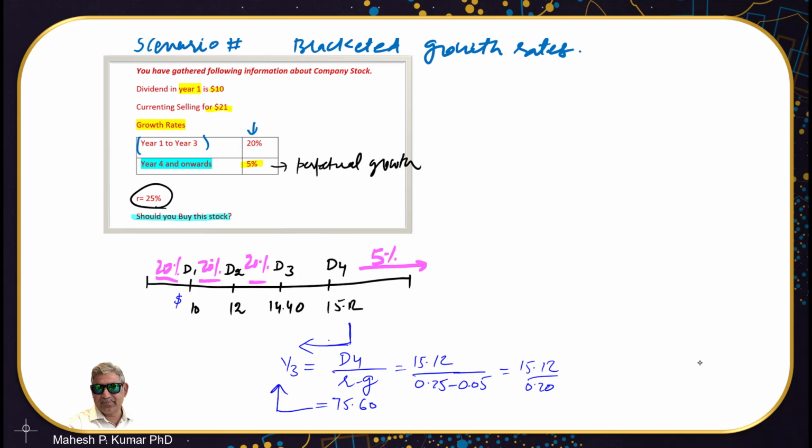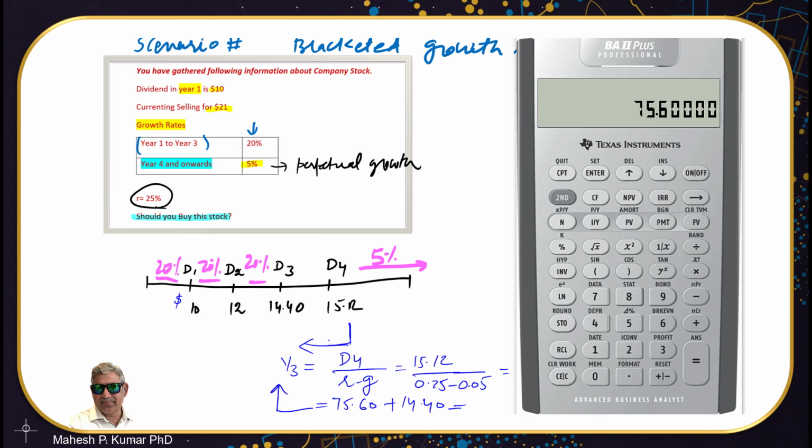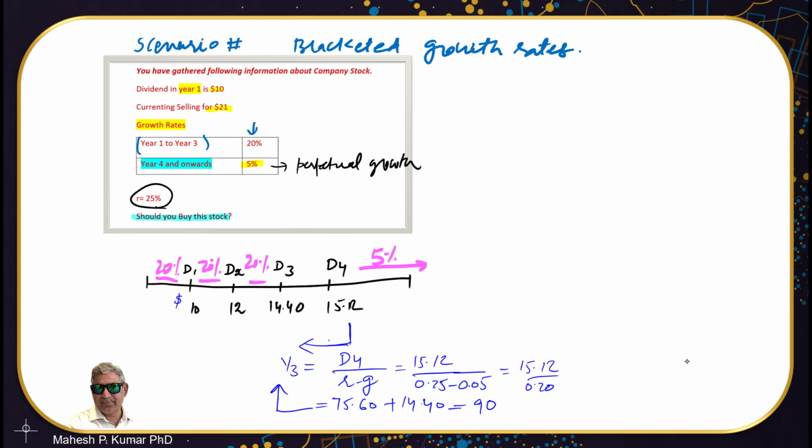Now we have this, and we also have in year 3 the dividend of $14.40. So the total cash flow in year 3, if we add them, would be $90. This $90 is the cash flow for year 3, and we already know the cash flows for years 1 and 2, which are dividends, so we can discount them and calculate the value of this stock. We can find this intrinsic value of the stock through the cash flow function.